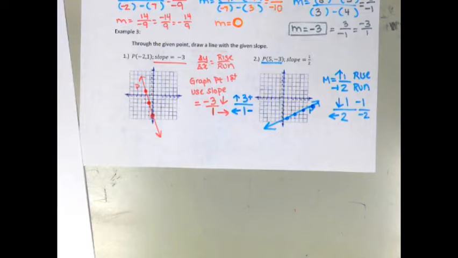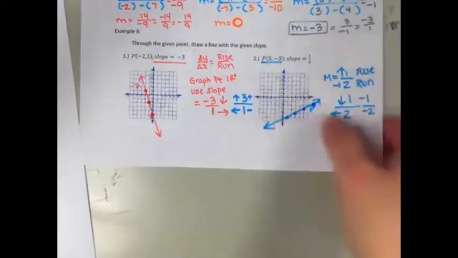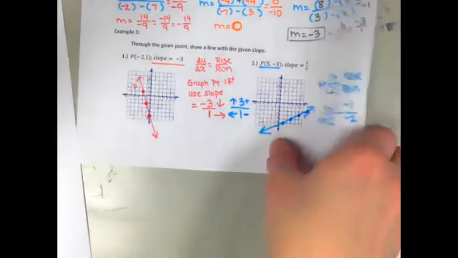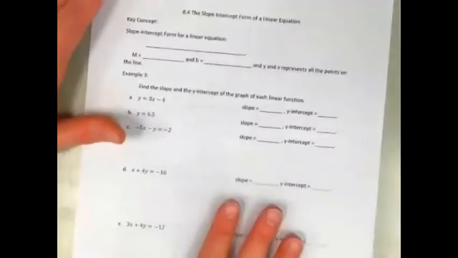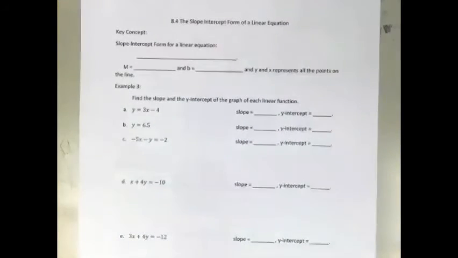Yes. Yeah, go ahead. All right, any questions with slope? And that's 8.3. Pretty basic, right? This is a lot better than chapter 6. Okay. All right, and then 8.4, the slope intercept of a linear equation.